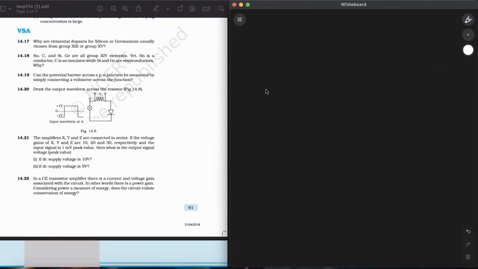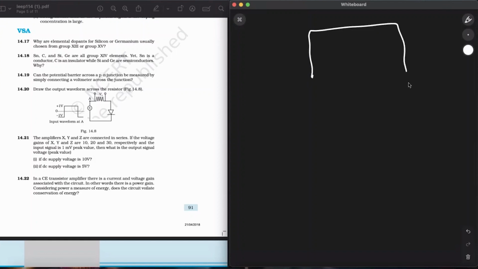Now draw the output waveform across the resistor. Okay, V naught is pi plus 101. The diode will act as a half wave rectifier. It offers low resistance. Okay, it will act as a half wave rectifier. That is the zero line. This is the minus line. Okay, I'll draw it for you.